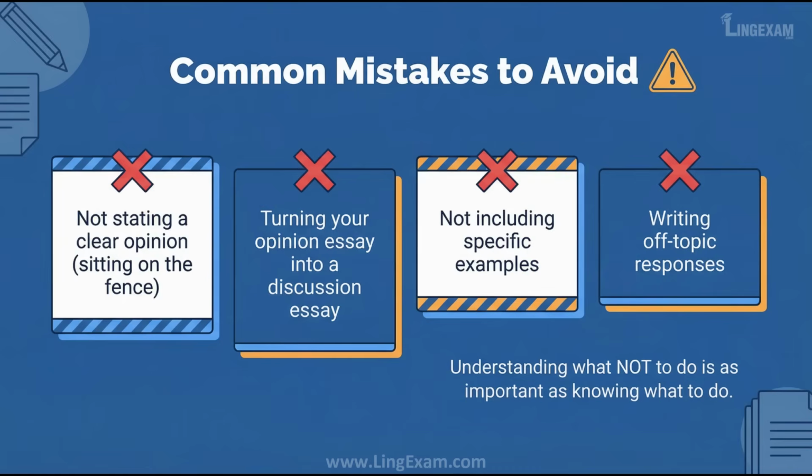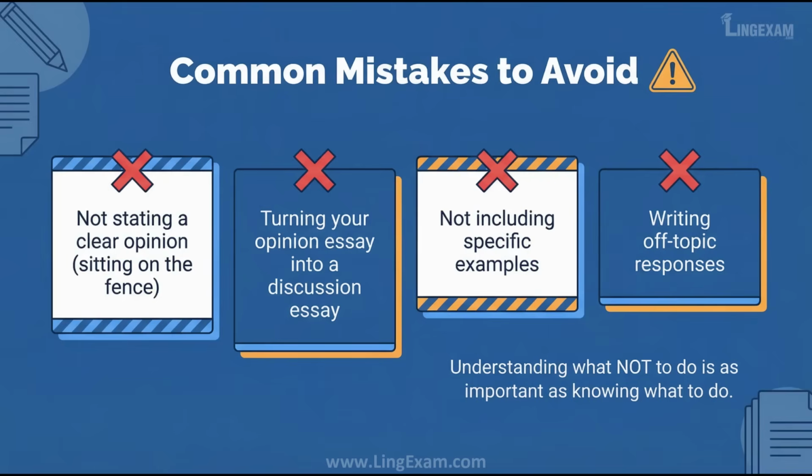opinion. Now, let's talk about common mistakes that students make in opinion essays, because understanding what not to do is just as important as knowing what to do. One major mistake is not stating a clear opinion. Some students try to sit on the fence, presenting both sides equally without making their own position clear. This reduces your task response score because you haven't fully answered the question. Remember, the question asks what you think, so you need to tell them.